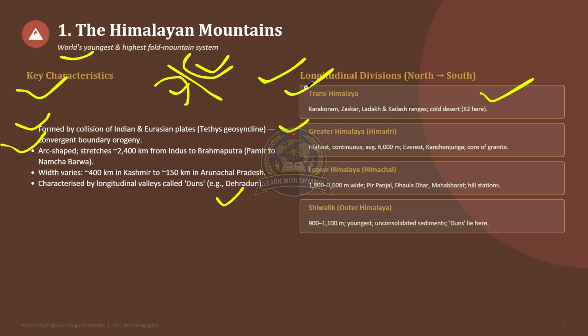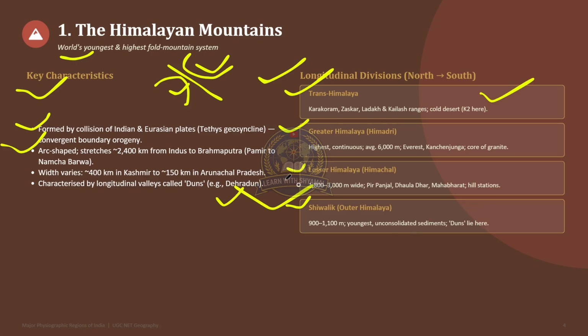Trans-Himalaya: Karakoram, Zaskar, Ladakh, Kailash Range, cold desert, K2 here. And Greater Himalaya, Himadri, the highest continuous range, above 6,000 meters, Everest, Kanchenjunga, core of granite. Lesser Himalaya, Himachal, 1,800 to 3,000 meters wide, Pir Panjal, Dhauladhar, Mahabharat, hill stations. And Siwalik, Outer Himalaya, 900 to 1,100 meters height. These are the youngest mountains, unconsolidated sediments, and duns lie here.